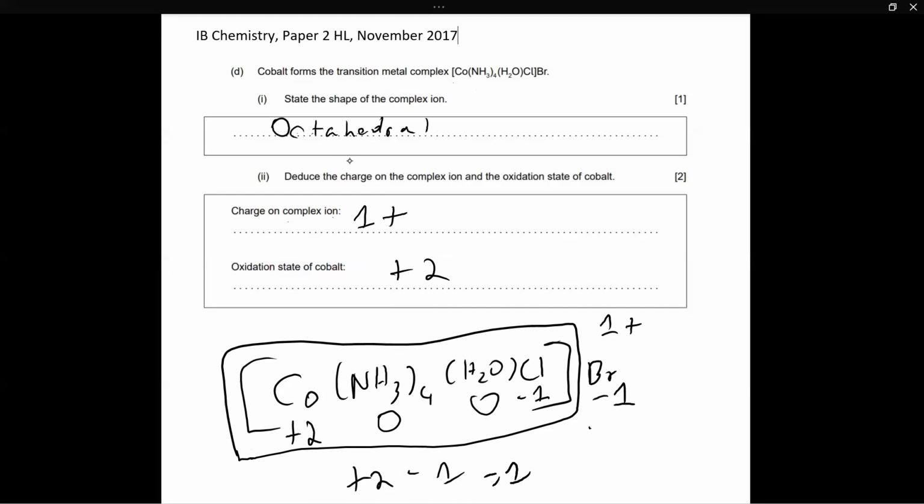Anyways, I hope that my video has helped clear up this concept of determining the charges or the oxidation state of metals and the complex ions and the shapes as well. Hopefully, you'll be able to solve such questions with ease if they do appear in the exam.